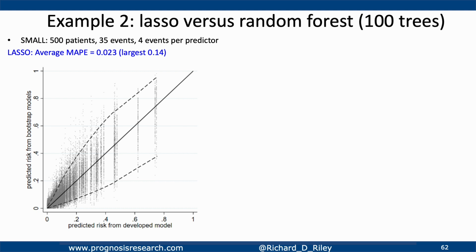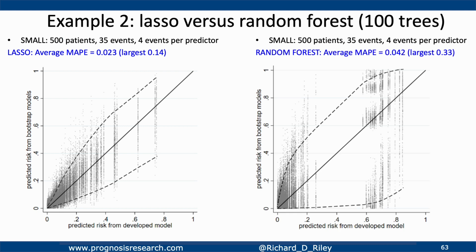Just focusing on the small sample size situation. In the small sample size situation, this is the lasso model that we had before. Remember I said I was concerned about instability with a lasso. With a random forest, we see an even worse situation. Now this might be improved slightly through more careful tuning rather than using the defaults, but this is just using the defaults in this data, our forest package.